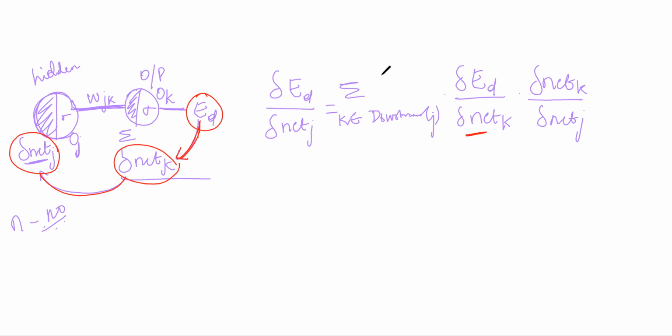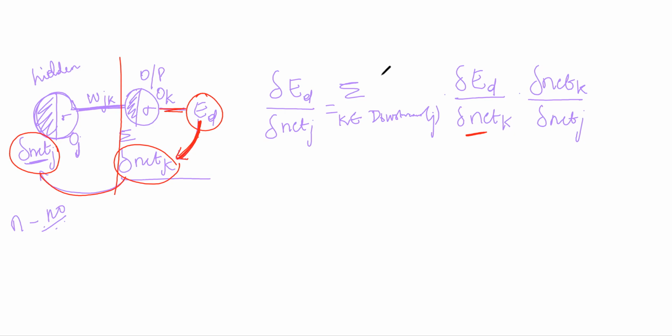We have already calculated delta E with respect to delta net K. What was the value of it? Whatever you remember, we have already calculated this part and finished till here. What was the value that we got? Total net J we got.